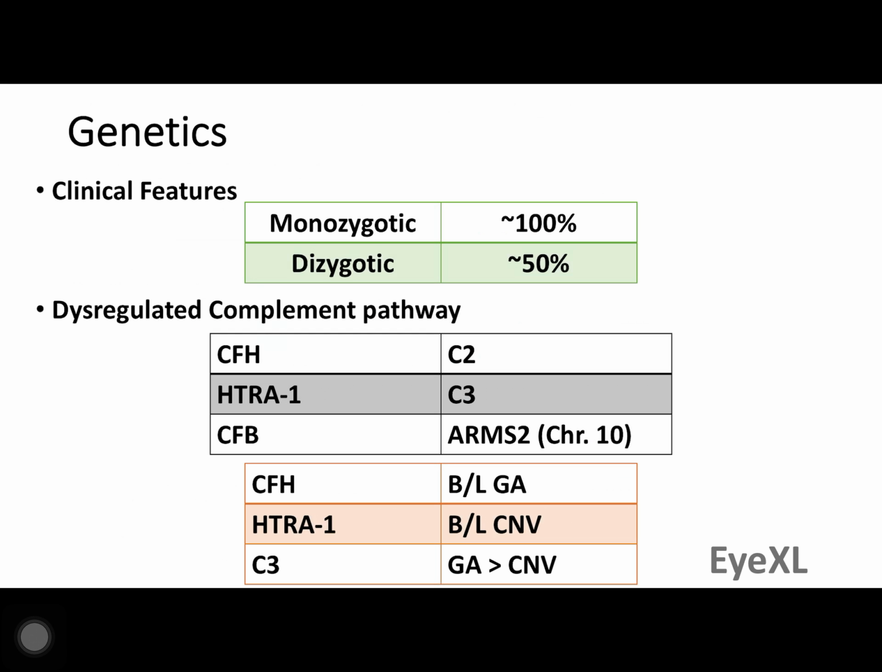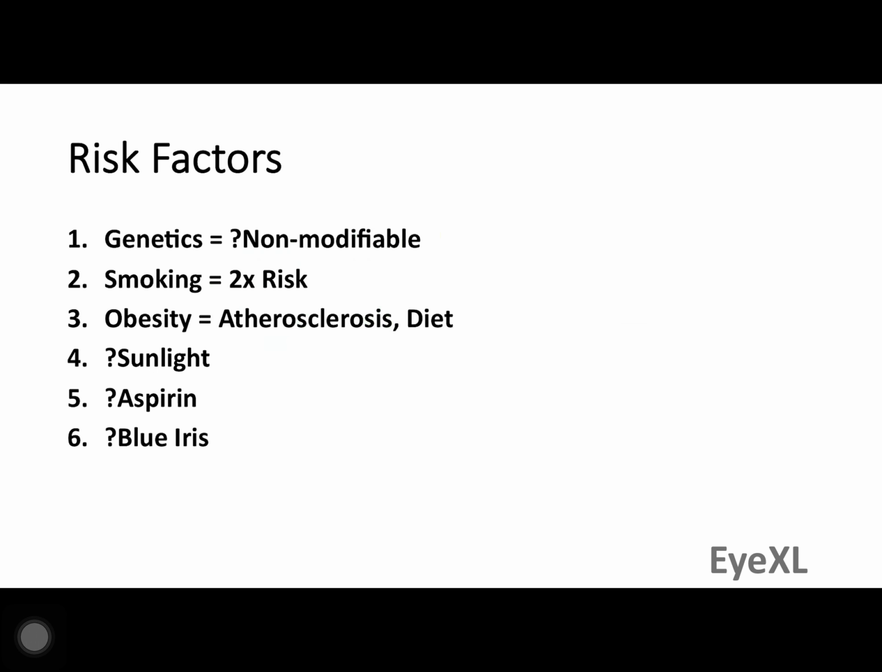And an abnormal C3 predisposes you to having a geographic atrophy more than a choroidal neovascularization. So certain predisposing factors and their associated complement factors are labeled in the table as shown below. So what risk factors am I talking about? First and foremost is genetics. That is very easy to blame.